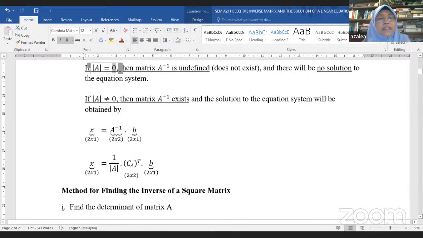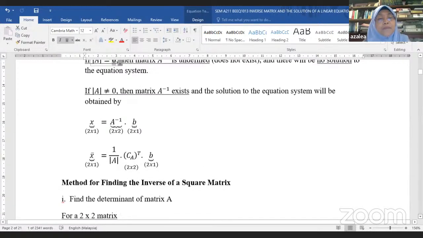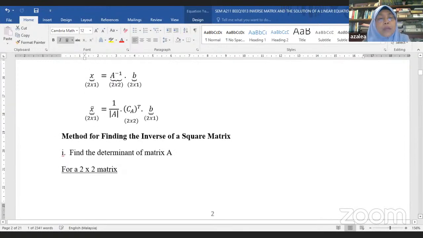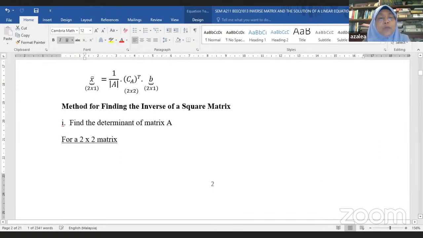Using this formula, remember in the previous equation, we have X equals the inverse of matrix A times B. So the solution will be 1 over the determinant of A times cofactor A transpose times B. If we have all these three components, then we can solve the matrix equation easily. I'm going to just show you very quickly each of the three components.